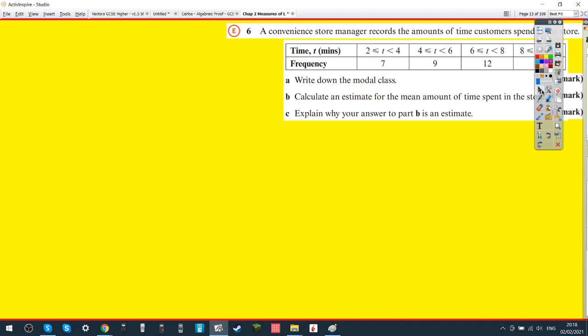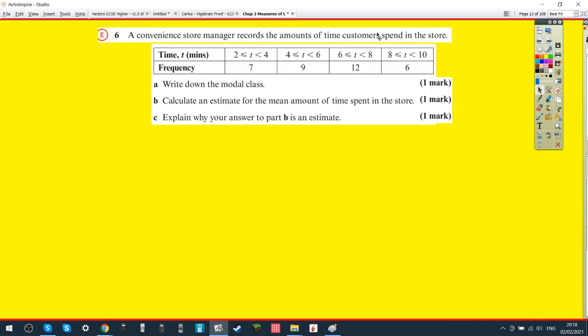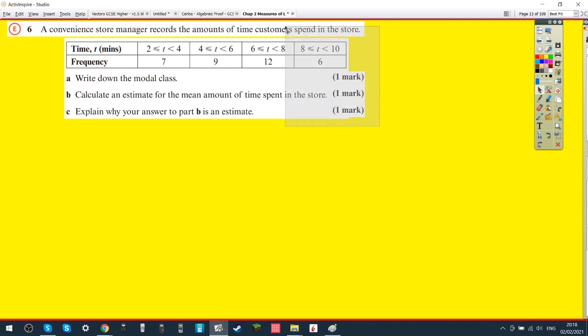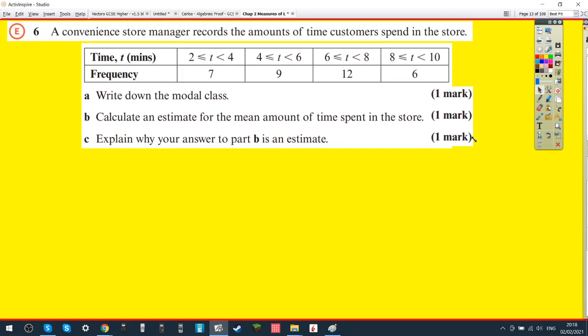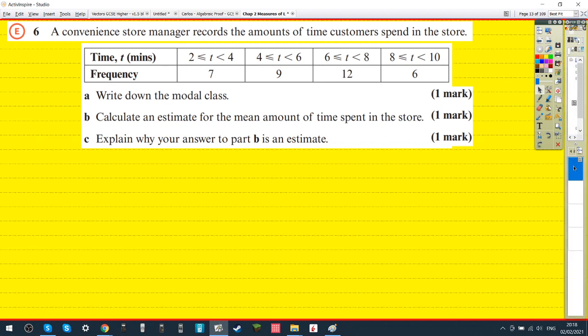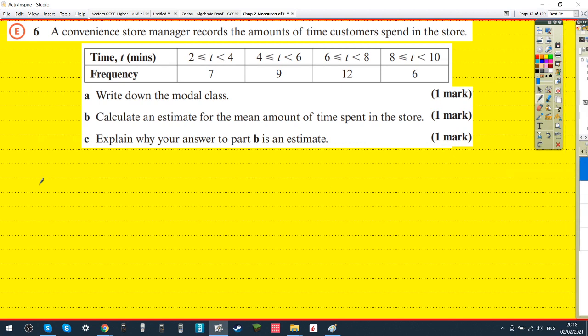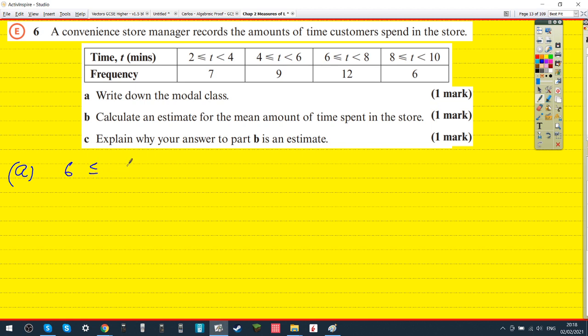I'll just do, what is part A for this one? What is the modal, the mode? Yep. Okay. So for this, would you use x bar equals sigma x over n? Mode? Oh, mode. Okay. It would be the third one, 12. Yep. The time is between 6 and 8 minutes. Yep. How would you find the mean for this one?